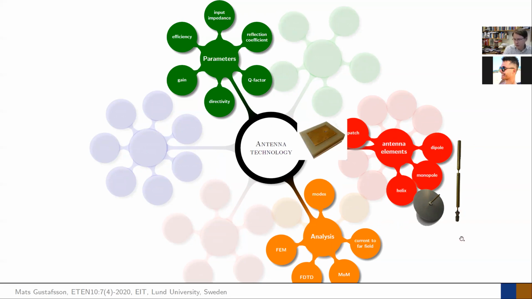So the dipole you are experts on. You have the monopole antenna, so basically half a dipole. We looked at the helix antenna and the patch antenna. Now you are becoming an expert on it because you're designing your own patch antenna. We also looked at some different ways to analyze those, not really FEM and FDTD yet. You used the method of moments in FEKO. And we looked at a few different parameters here. So you know these antenna parameters like directivity and gain and so on.